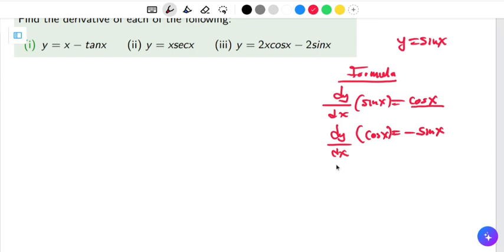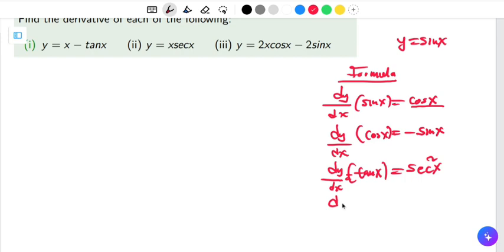Now what about tan? dy dx of tan. Let's say you're finding the derivative of tan. The derivative of tan is always equal to secant x squared. So secant x squared, that is tan.